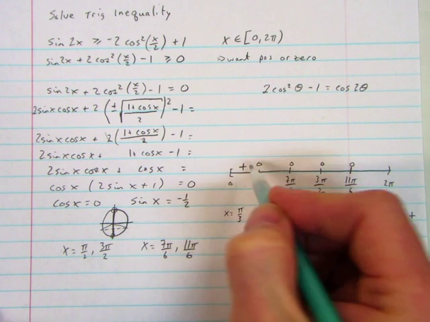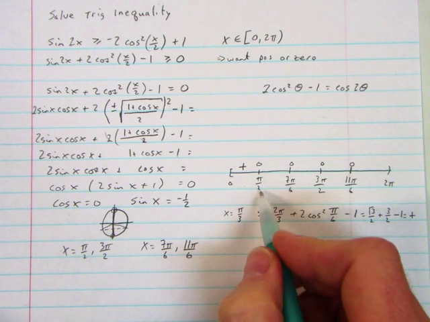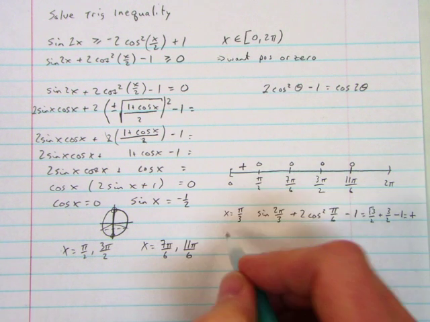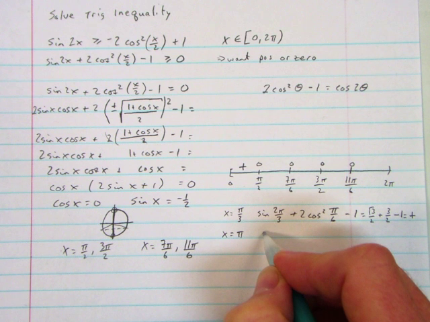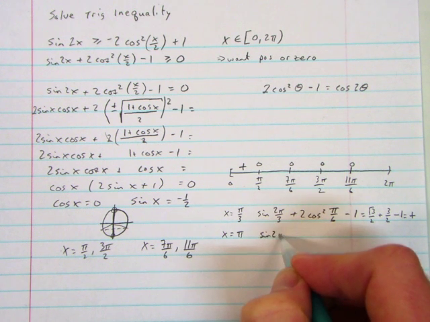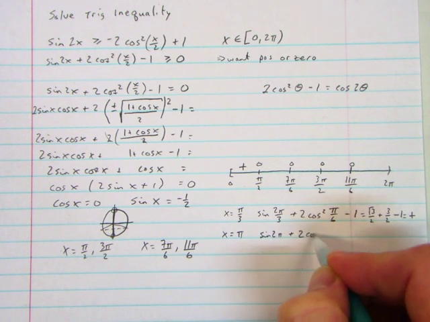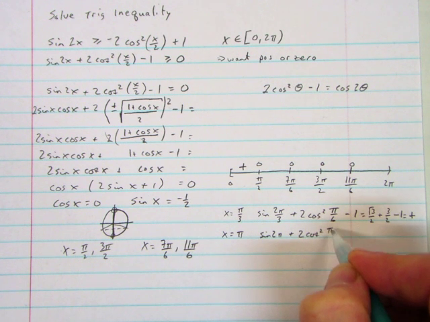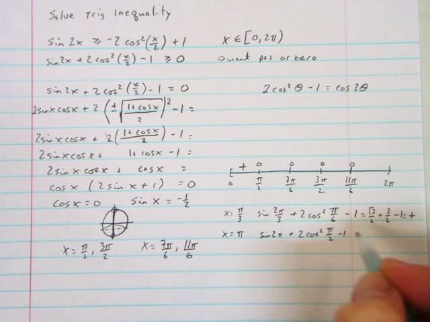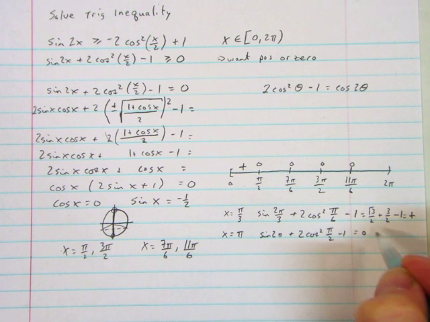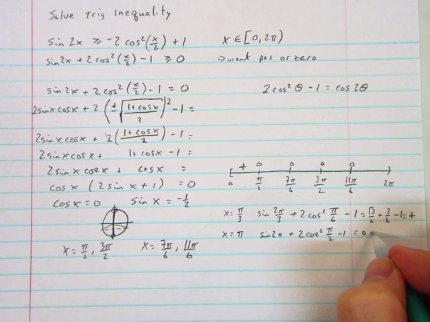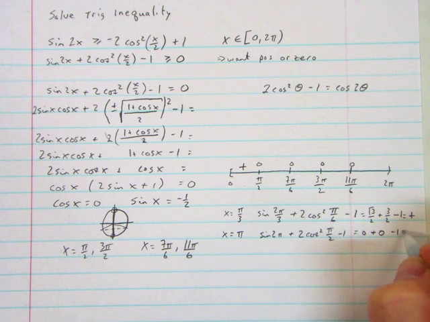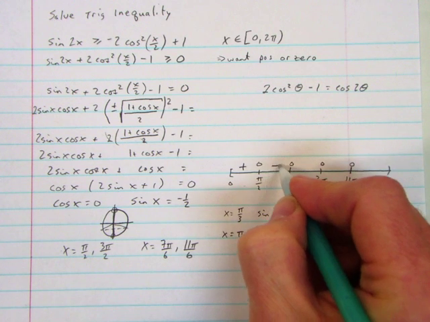So we'll put plus. Now we need a number between pi over 2 and 7 pi over 6. What's the easiest one? Pi. Because now we can say the sine of 2 pi plus 2 cosine squared of pi over 2 minus 1, and the sine of 2 pi is 0. Cosine of pi over 2 is 0. So if we square that and then multiply by 2, we still get 0. And then minus 1, so this time it's a negative.